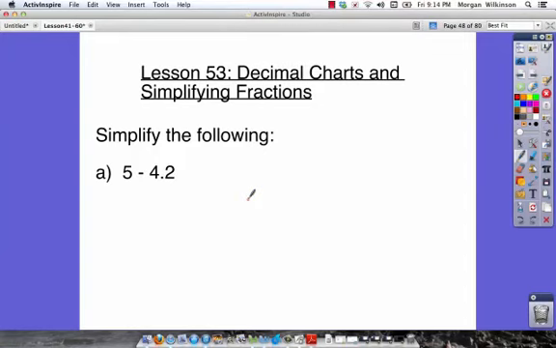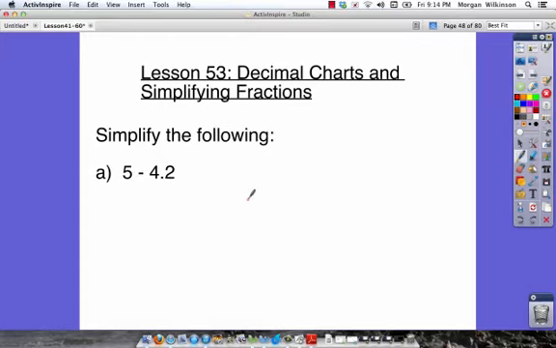Lesson 53 is about a decimal chart and simplifying fractions. Now, on page 283, there's a decimal arithmetic reminders chart, and we're going to look at that together in class tomorrow. But we're going to go ahead now and do a few problems to see if we remember all of the decimal rules that we've learned so far.